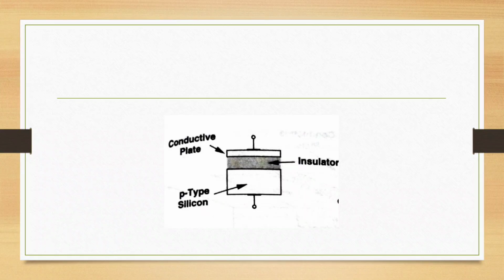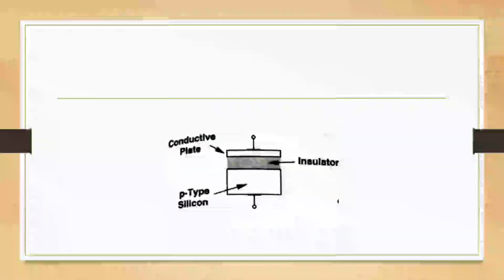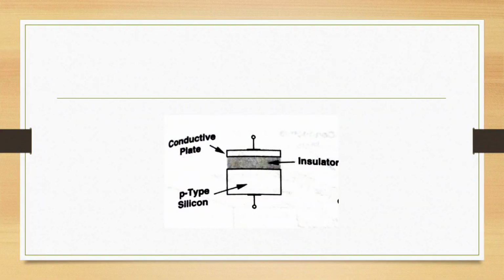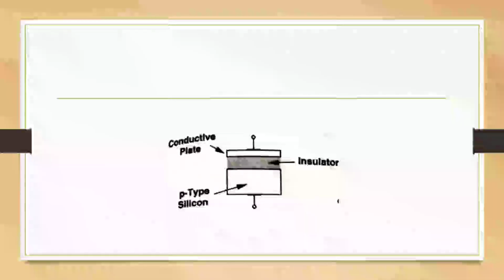Before going to the actual MOSFET structure, we are going to see the basic structure for the actual MOSFET structure. See, this is a very simple diagram. Here we have three different layers. The first one is a conductive plate, the second one is a dielectric, that is an insulating material. The third one is P-type silicon.